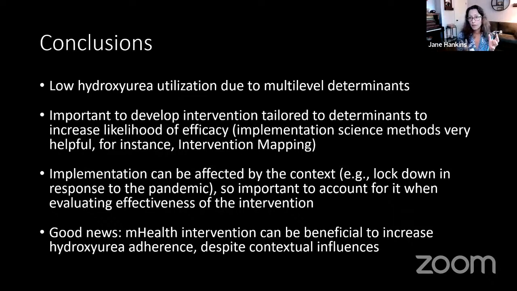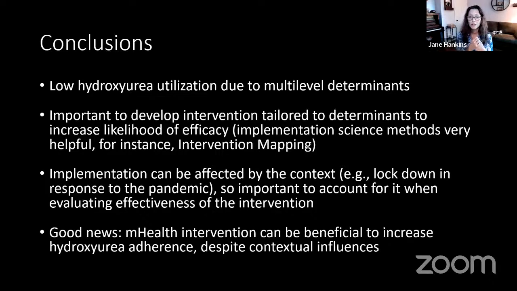And intervention mapping is what we use here to help develop this intervention. Implementation can be affected by the context, like Dr. Bauman mentioned. So it's really important that you account for and try to understand in which ways it influenced and why. And the good news is that mobile health can be beneficial to increase hydroxyurea adherence despite those contextual influences.